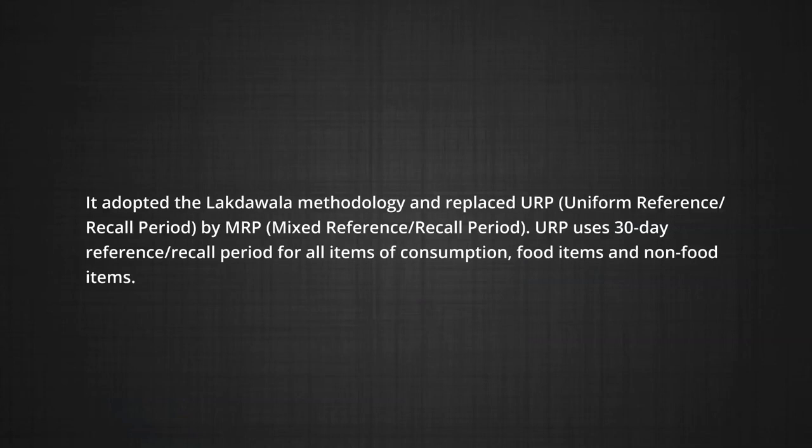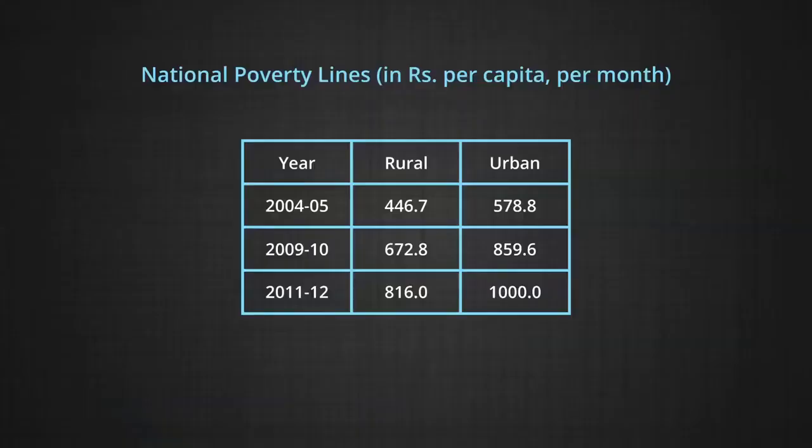It adopted the Lakdawala methodology but replaced URP, that is Uniform Reference Recall Period, by MRP, that is known as Mixed Reference Recall Period. URP uses 30-day reference or recall period for all items of consumption, that is food items and non-food items. But the Tendulkar committee changed the reference period to past 1 year for 5 non-food items. Let us see that: clothing, footwear, durable goods, education and institutional medical expenses, called mixed reference or recall period, that is MRP. Let us see table 2 also.